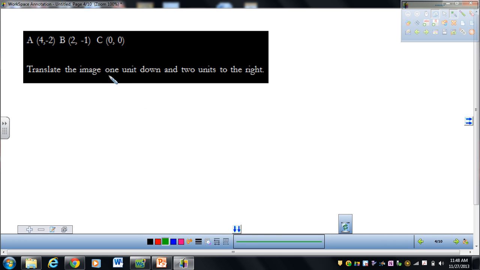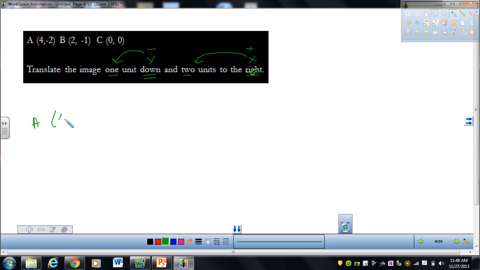This tells me to move 1 unit down. Down we know is the y-axis, and down goes towards the negative numbers. So I'm going to subtract 1 unit from the y's. This tells me to do 2 units to the right. I know the right is my x, and I also know that to the right is adding, because it's going towards positive numbers, so I'm going to add 2 to the x's.